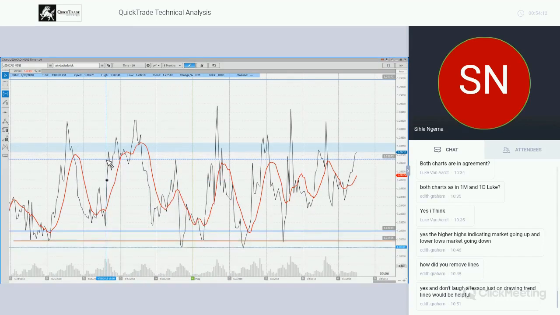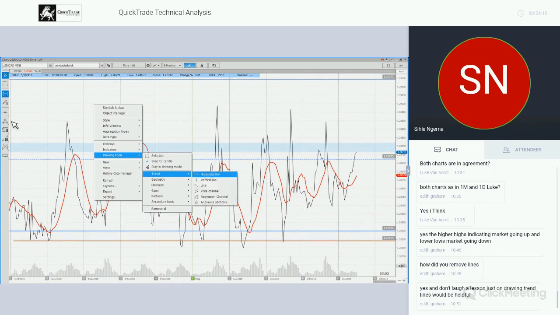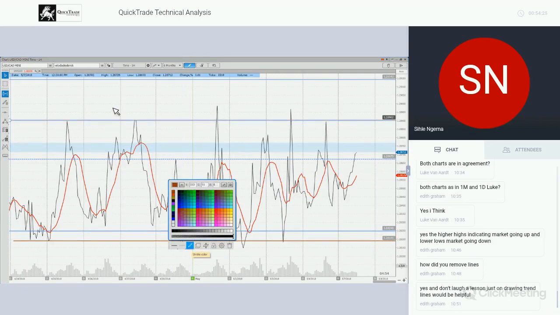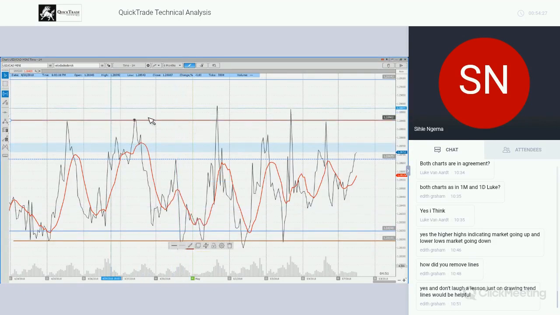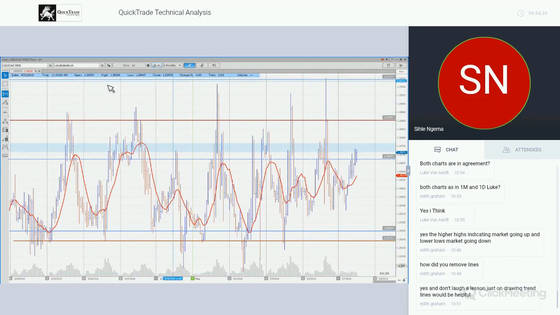This different color is the hourly turning points. So if you are trading this, you are now using the 1 hourly. You're now trying to time your entry.